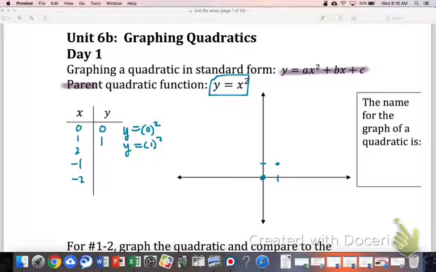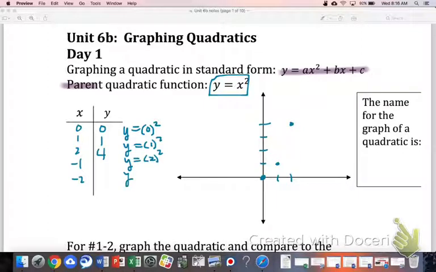If I plugged in a 2, it'd be y equals 2 squared, and of course 2 squared is 4. So my next point is going to be 2, 4. Huh. That looks a little bit different, doesn't it? Do you see how it's starting to bend somewhat? Do you see how it's not straight? It's not a straight line. If you can't quite see it yet, you'll see it in a second when you plug in these negatives.